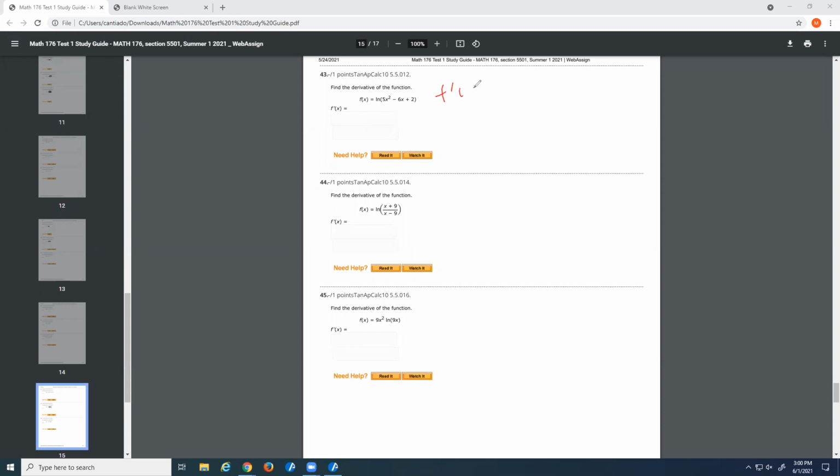So f prime of x should just be 1 over the original input, so 1 over 5x squared minus 6x plus 2, times the derivative of the inside, which is 10x minus 6, sorry about that. And then from there, you could try and factor this denominator, maybe cancel out some terms, but I think that this is a fine answer here.